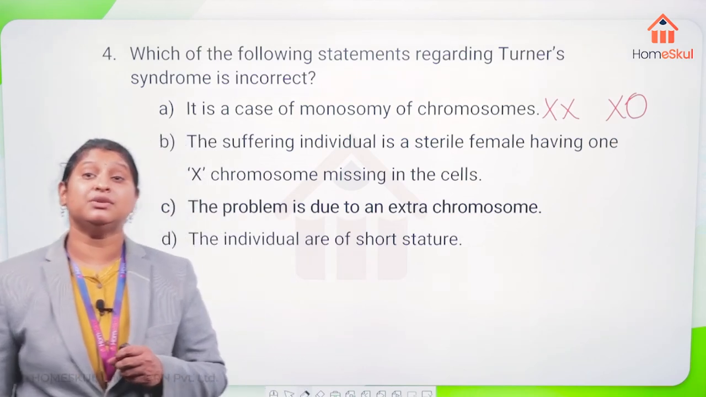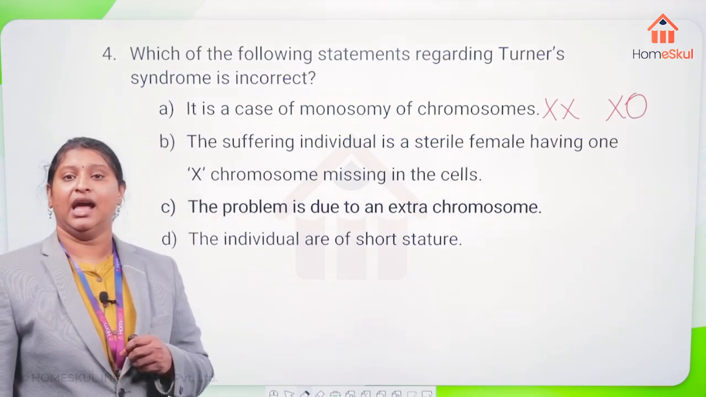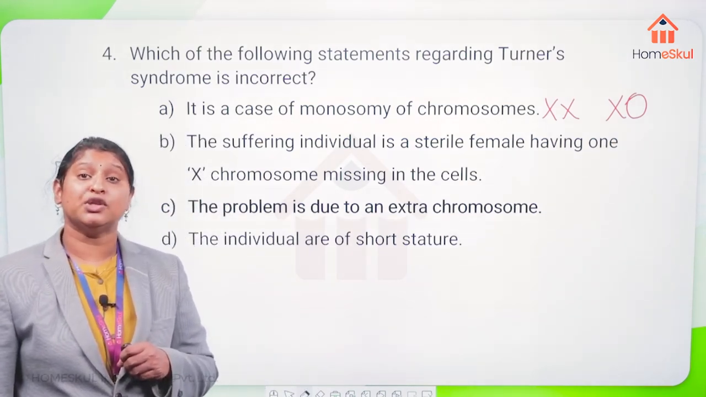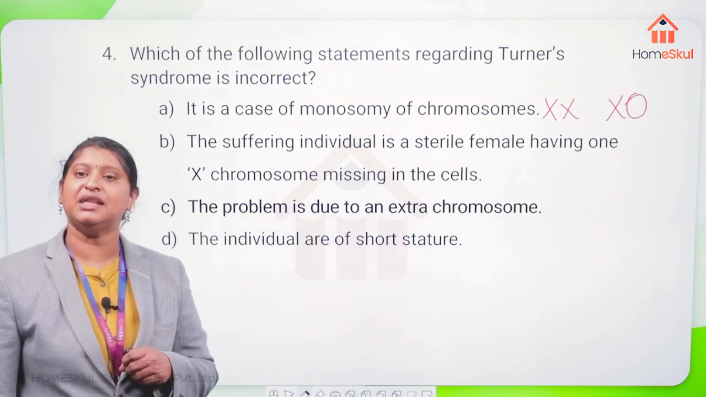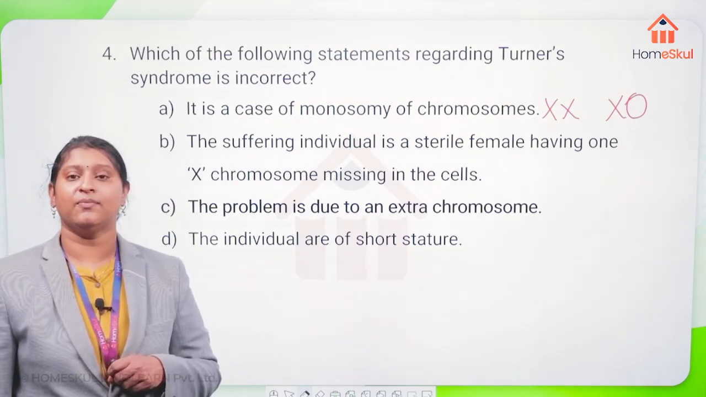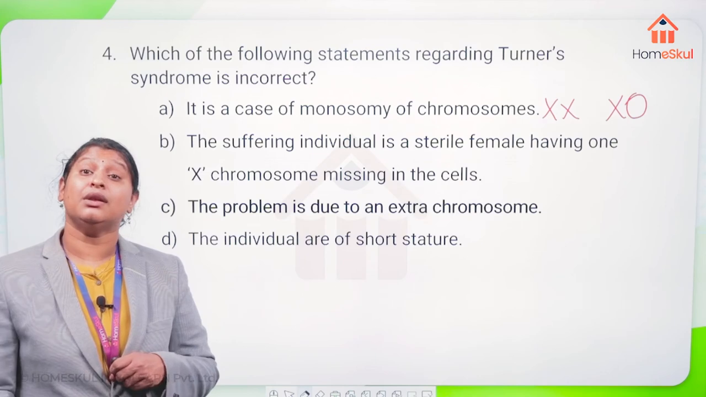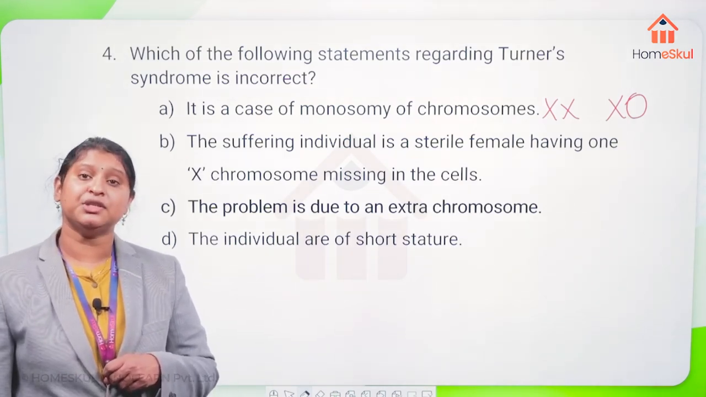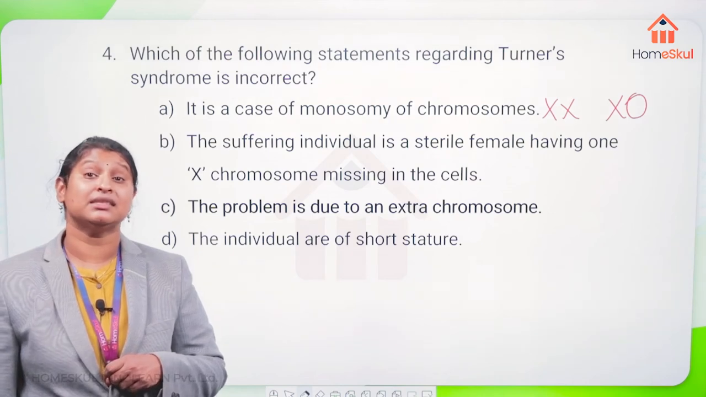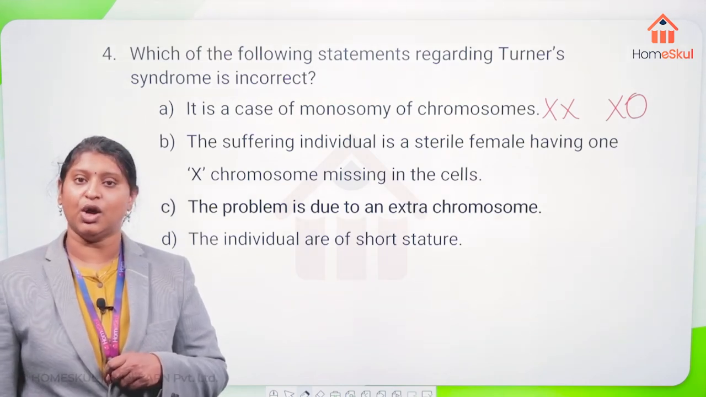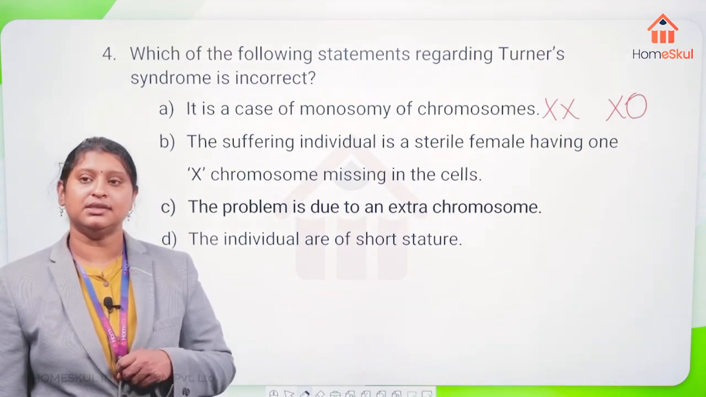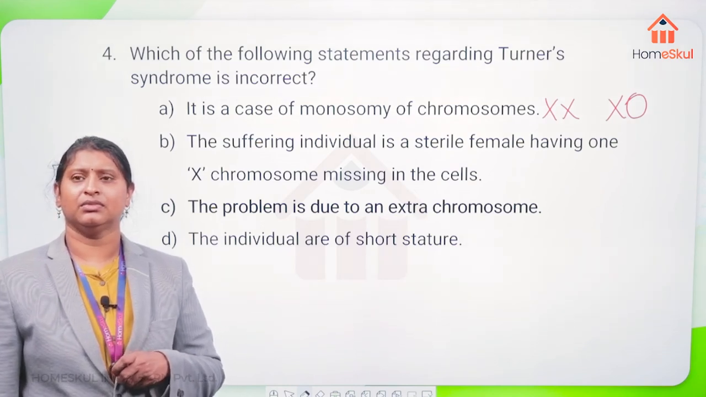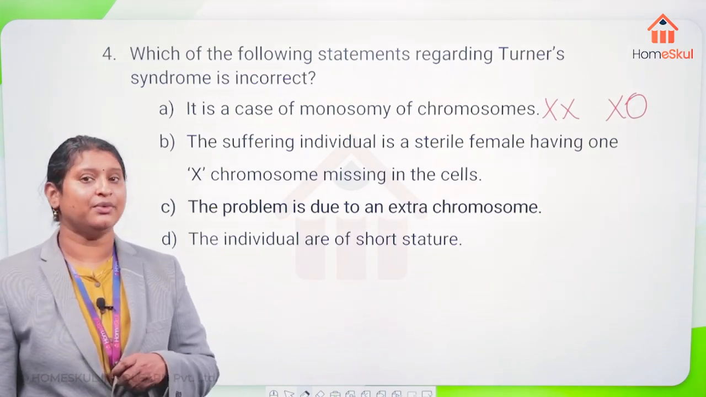The suffering individual is a sterile female having one X chromosome missing in the cells. That means XO. Option D, the individuals are of short stature. That is also correct. So the incorrect option is that the problem is due to an extra chromosome. That is option C. Hope you are all clear with this.